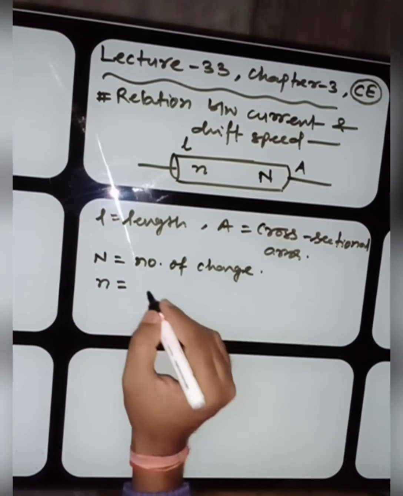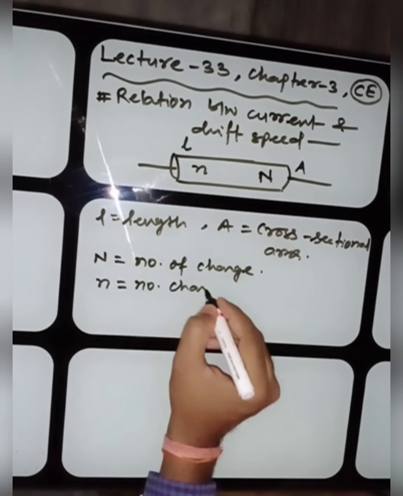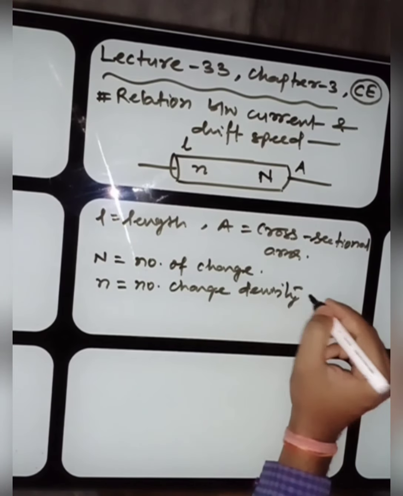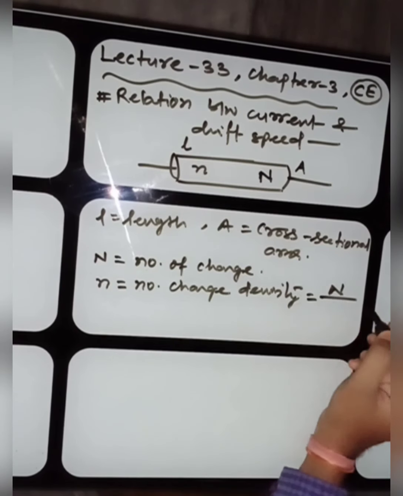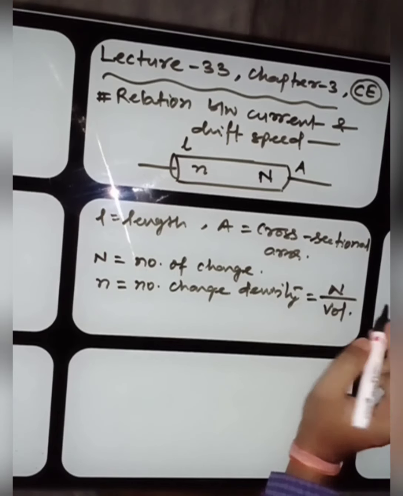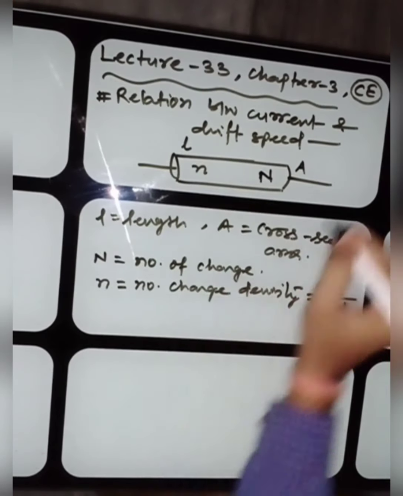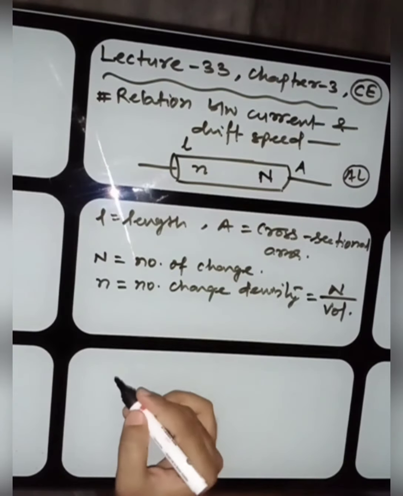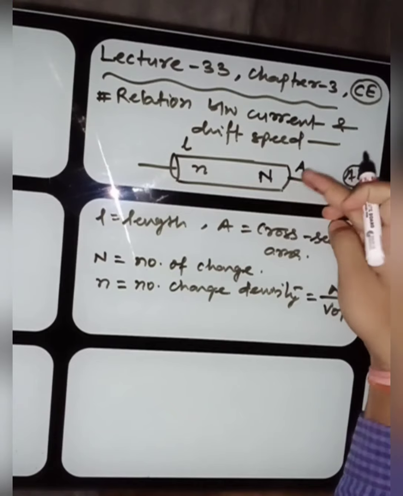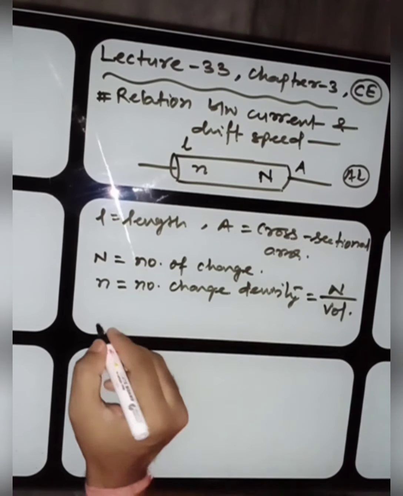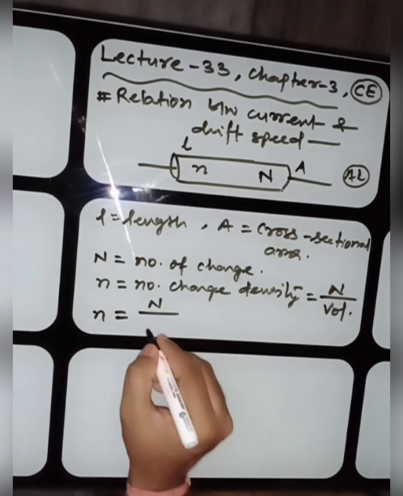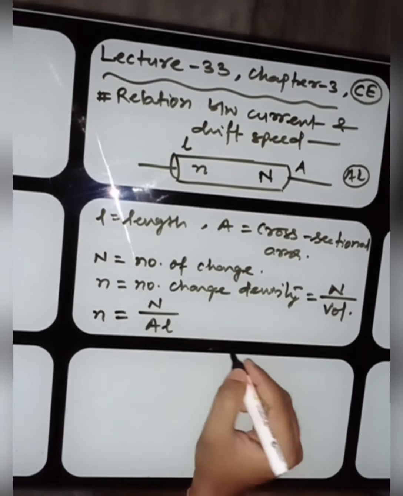You can say the number charge density, and what is it? It is the number of total charges per unit volume. What will be the volume of the conductor sample? The volume will be A into L. If it is cylindrical, then the cross-sectional area is A and the length is L, so the volume will be A times L. It means you can write n as the number of charges per unit volume.